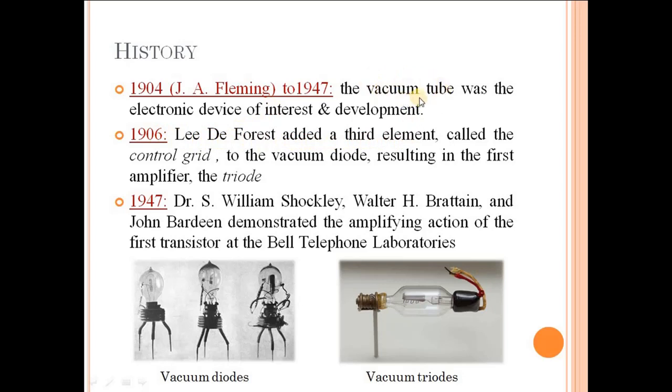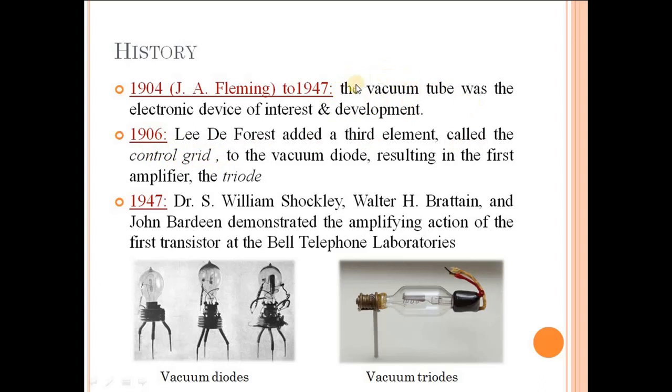and then in 1906 another scientist, Lee De Forest, added a third element into the vacuum tube. So initially the vacuum tube was a two-terminal device which could act as a diode. So we called it vacuum tube diode. But later the third element was introduced by Lee De Forest in the year 1906. The third element was called the control grid.